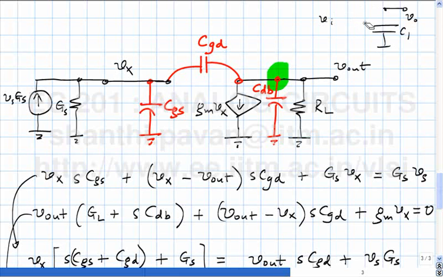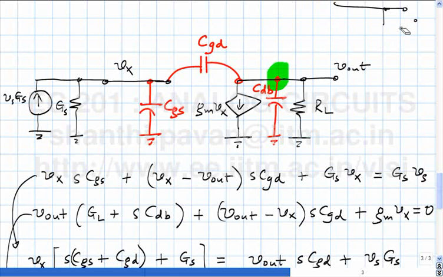How about if I make this R, this C, what is the order? Great. If I do this, what is the order? 2. If I do this, what is the order? 1. So just because you see two capacitors in the network doesn't mean the order is 2. It can be 0, it can be 1, it can be 2.